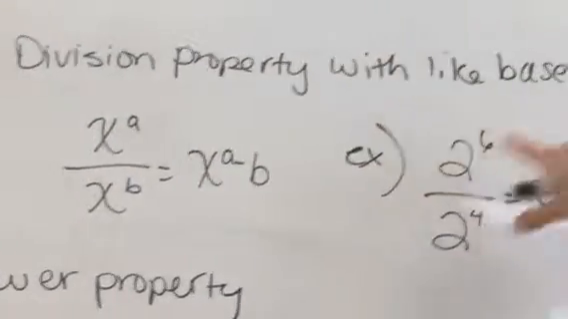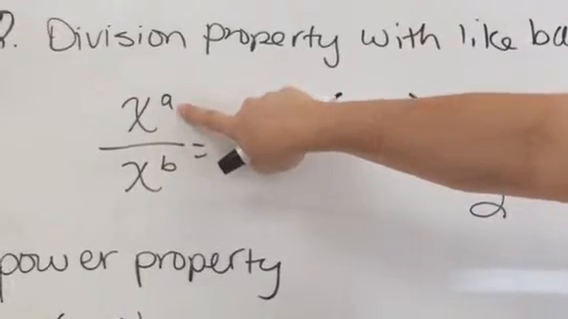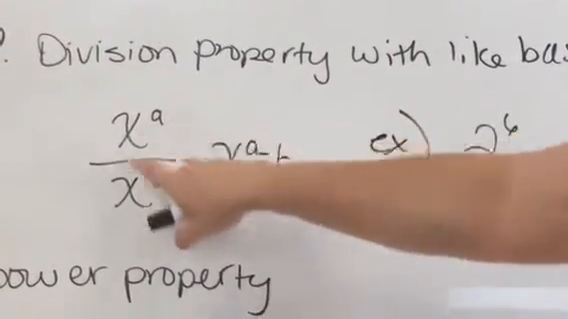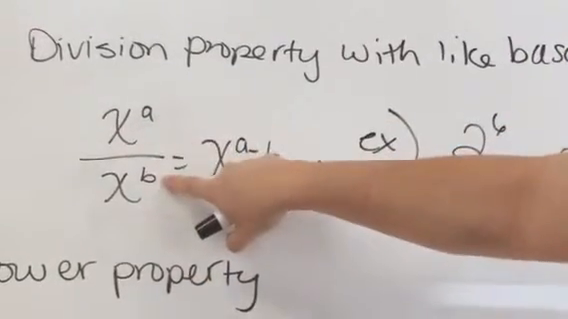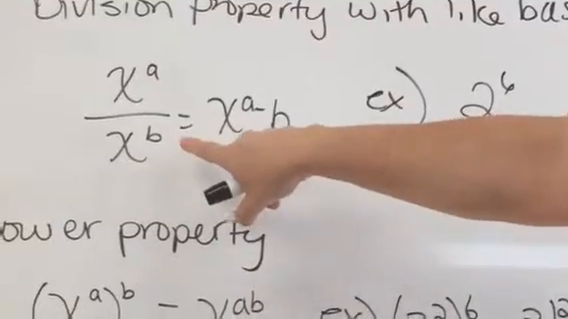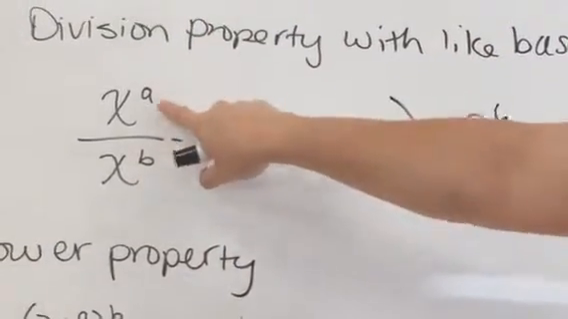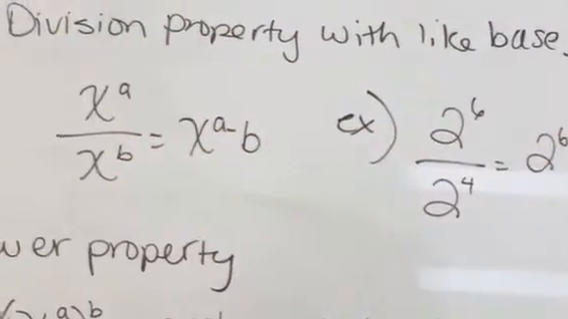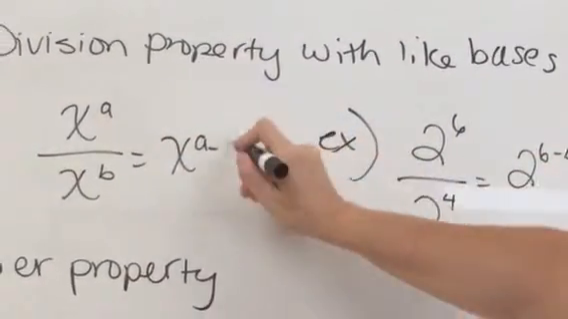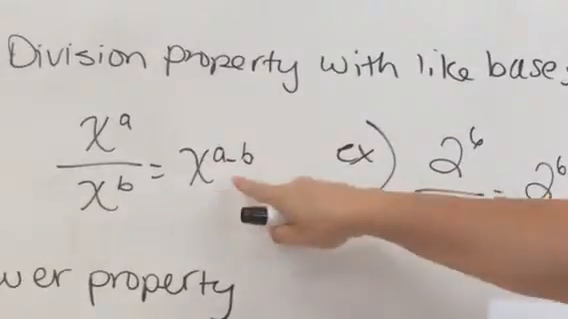Division property with like bases. X to the a over x to the b. When you have like bases and they both have exponents, you just subtract. You do the numerator exponent minus the denominator exponent, which is x to the a minus b. This should really be a little b. I don't know why I made the b so big.